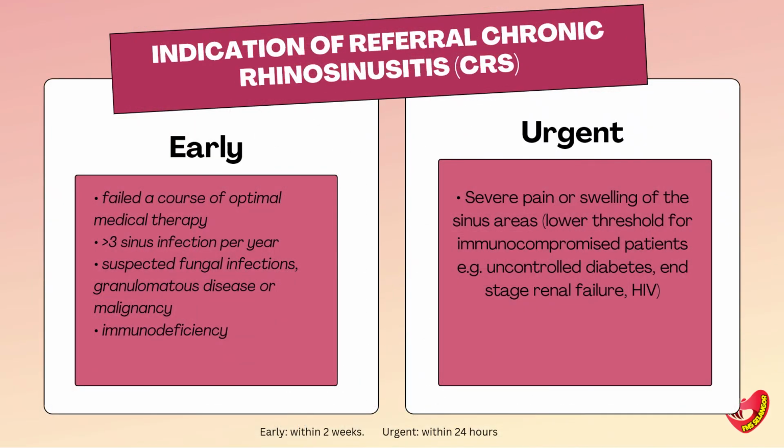Indications for referral in chronic rhinosinusitis. Early referral, within 2 weeks, is recommended for patients who have failed a course of optimal medical therapy, experienced more than 3 sinus infections per year, or have suspected fungal infections, granulomatous disease, malignancy, or immunodeficiency. Urgent referral within 24 hours is necessary for patients with severe pain or swelling in the sinus area, particularly those who are immunocompromised, such as individuals with uncontrolled diabetes, end-stage renal failure, or HIV.